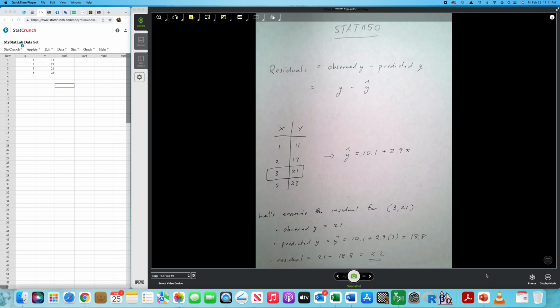So that one right there. The observed y is the y value that we get from our table. In this case, it's 21. The predicted y is what we predict when x is equal to 3. So you can see down here, I took 10.1 plus 2.9, just put 3 in for x, and multiplied that out to get 18.8. So the residual is just the difference between the observed y, 21, and what we predicted, 18.8. Subtract those, we get 2.2.